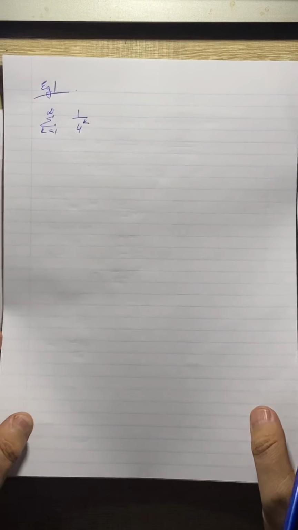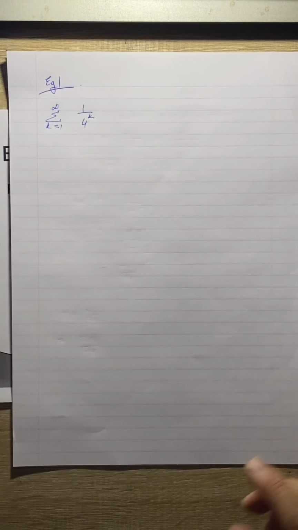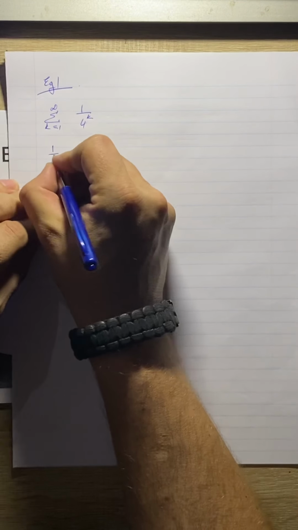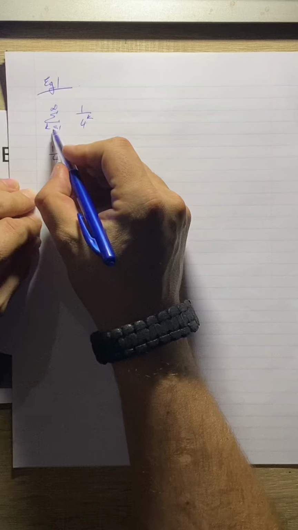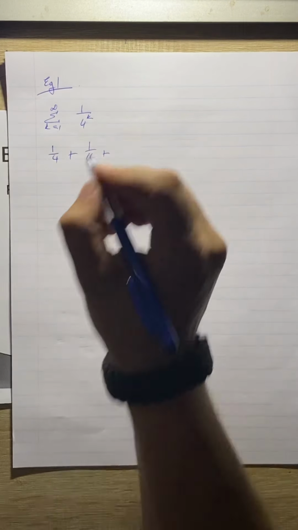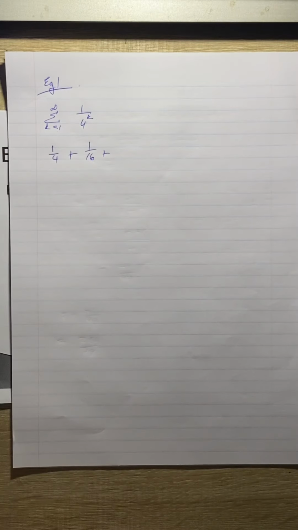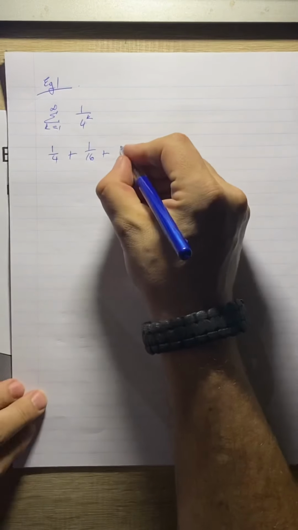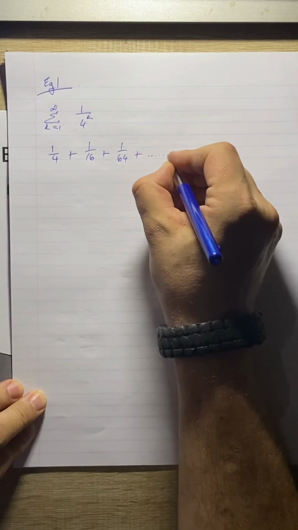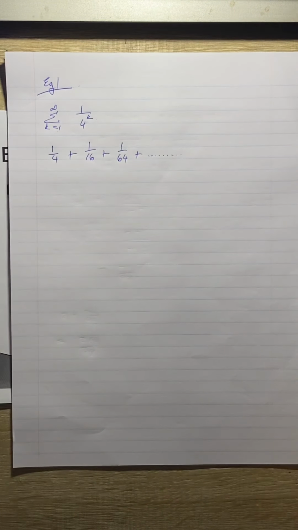Remember, with anything with the sigma, expand it. If I put 1 in there, I get 1 over 4 plus. If I put 2 in there, I get 1 over 16 plus. If I put 3 in there, I get 1 over 64 plus, and so on, and this carries on and on.